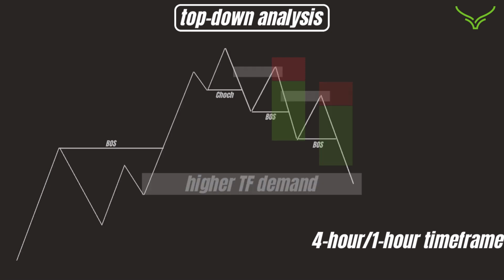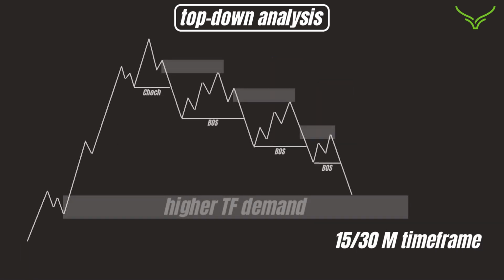Step 3. Once the market reaches our demand zone, indicating the end of the short-term downtrend, we transition to a much lower time frame, like the 15-minute or 30-minute chart. Here, we wait for a change of character, signaling a trend reversal. Then we identify our lower time frame demand zone and wait for the market to interact with it.